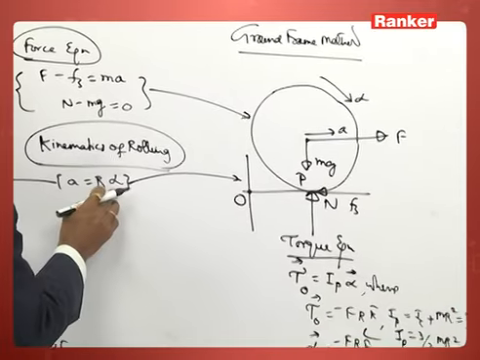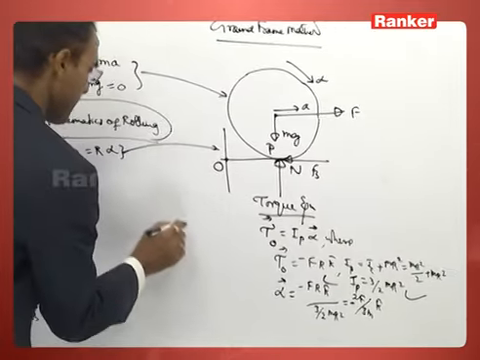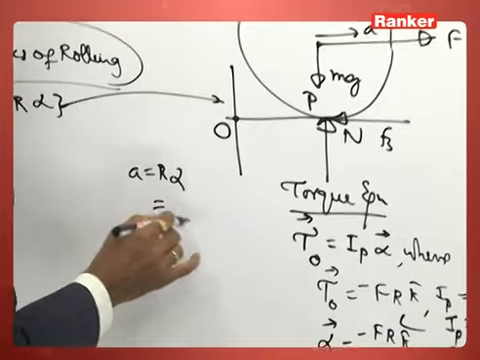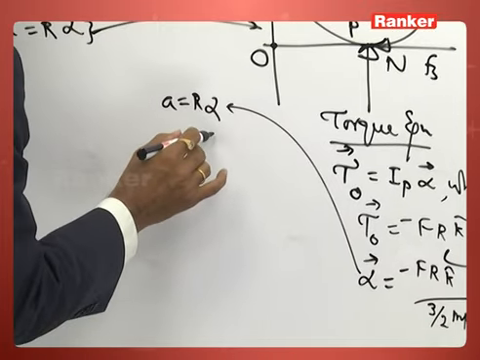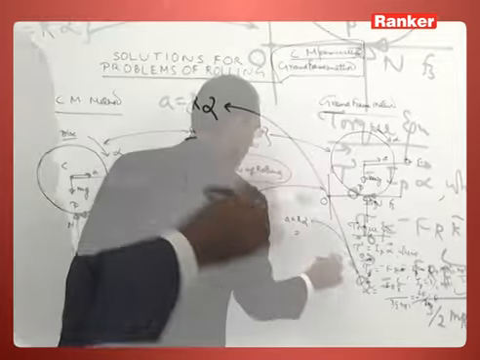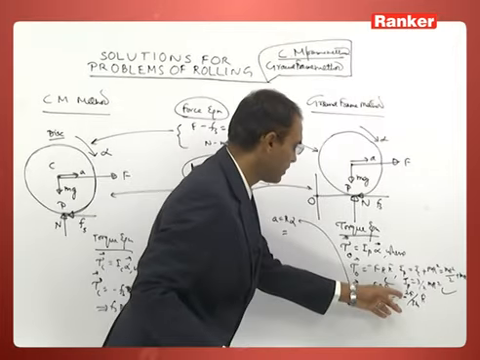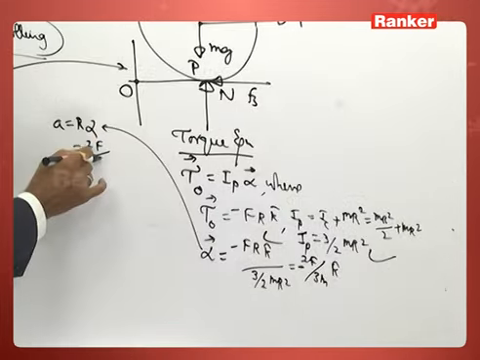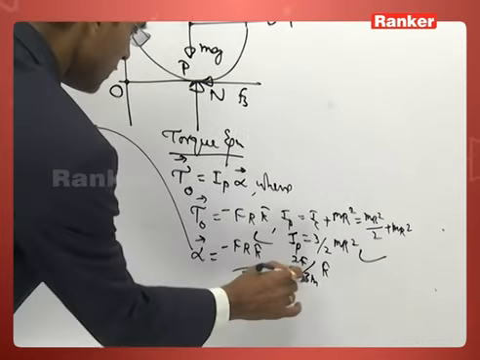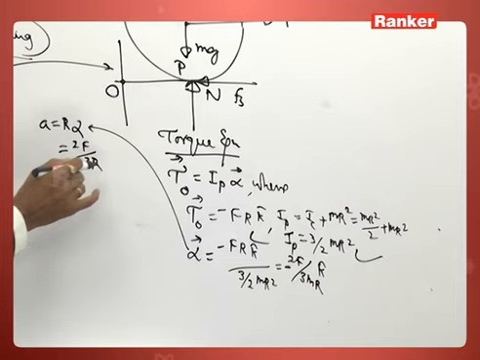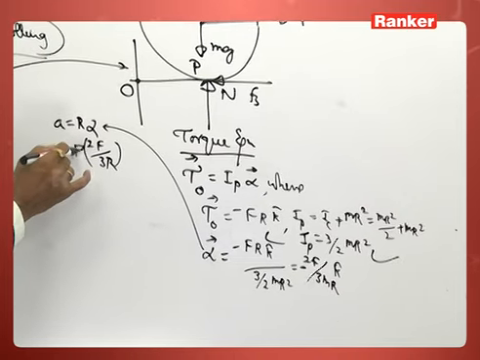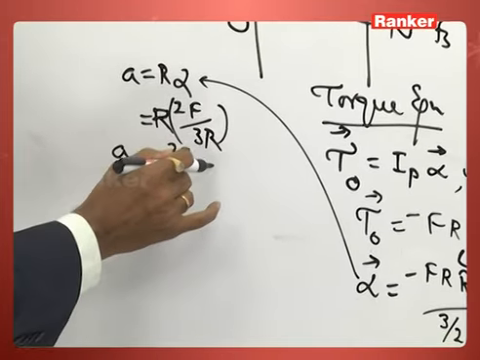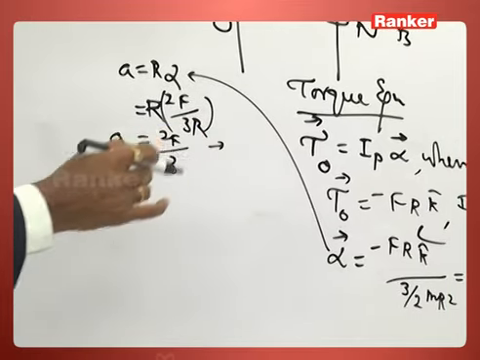Substituting alpha here, we are getting A is equal to R alpha. We substitute alpha here to get A is equal to... these are the magnitudes. Therefore, you should not take the directions of negative i cap. So, 2F by 3, that is R, into R we are getting 2F by 3. Plus means our assumed direction is correct.